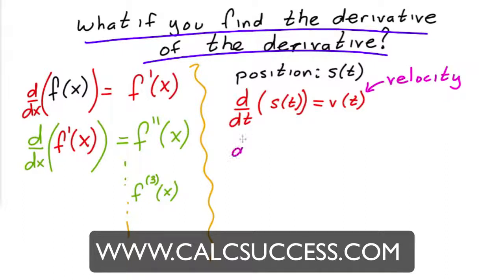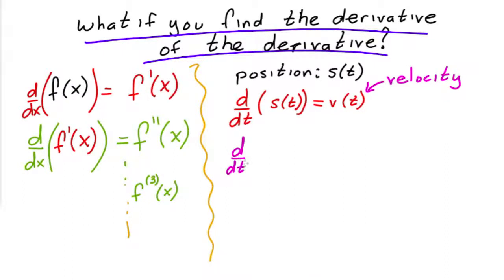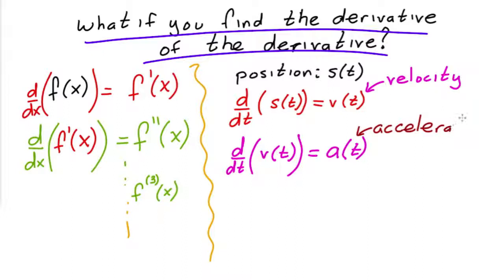But what if you get the derivative of the velocity function? Well, that should give you the rate of change of the velocity. How fast the velocity is changing? Well, what's the word for that? Starts with an A. Of course, the acceleration. So the acceleration tells you how fast, not your object, but how fast your velocity is changing. The rate of change of your velocity is the acceleration.